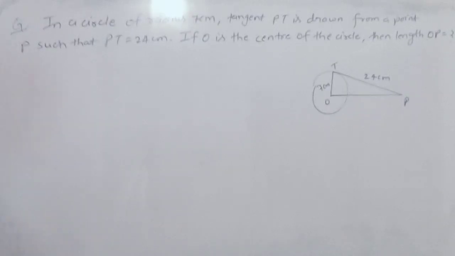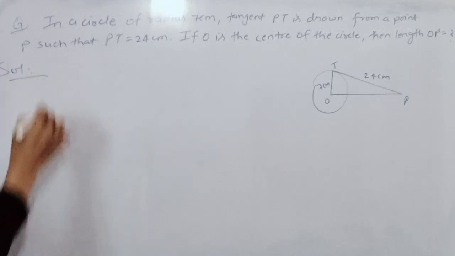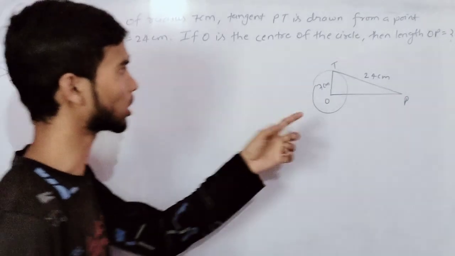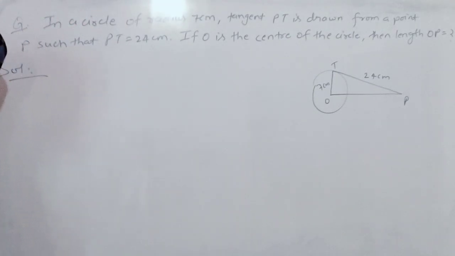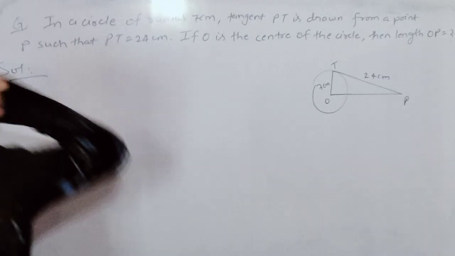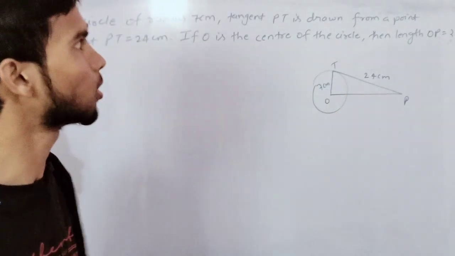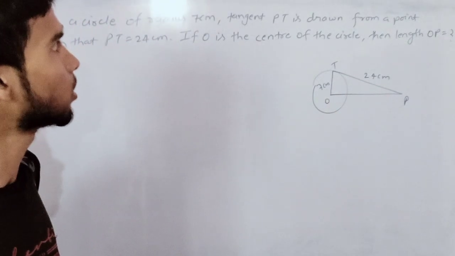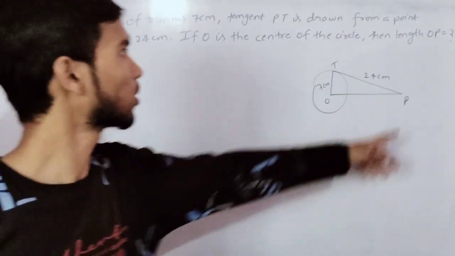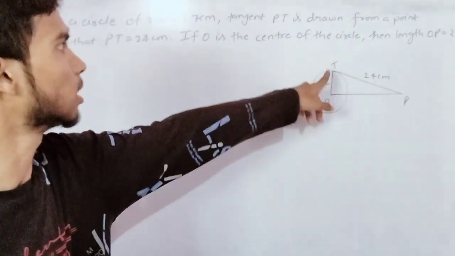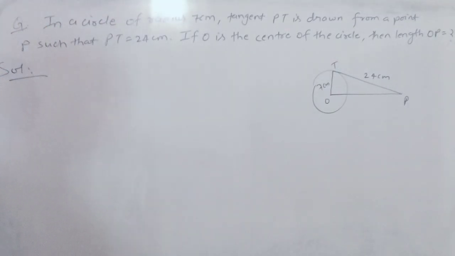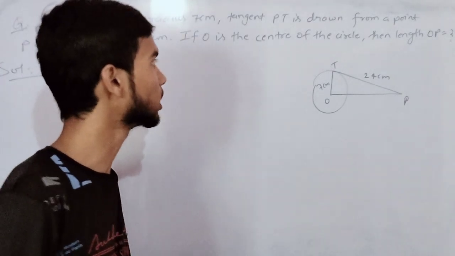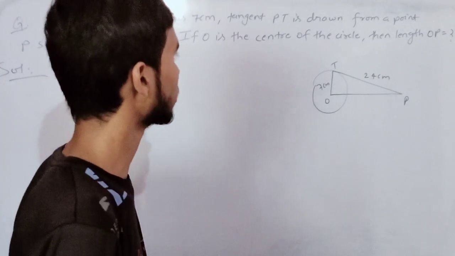This is another question. In a circle of radius 7 centimeters, so the radius of this circle is 7 centimeters. PT is a tangent, of course. OP will not be a tangent. PT is drawn from a point P to this point, which is on the circumference. The measure of PT is 24 centimeters.